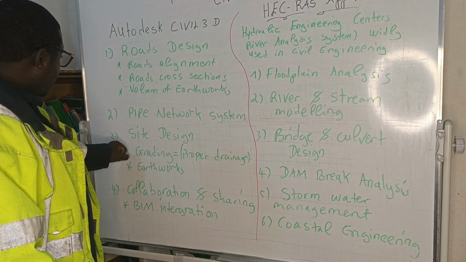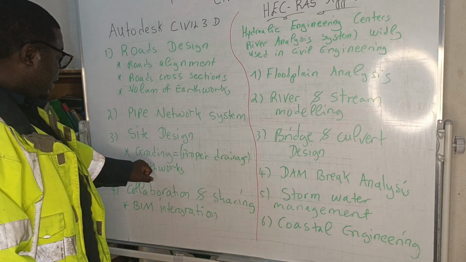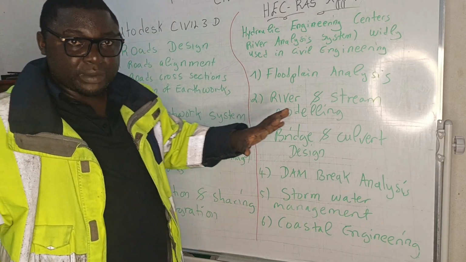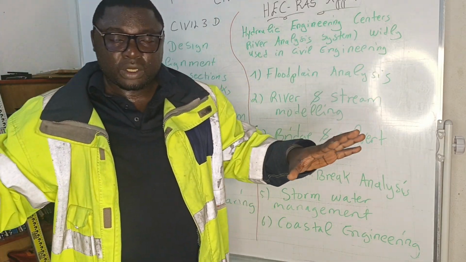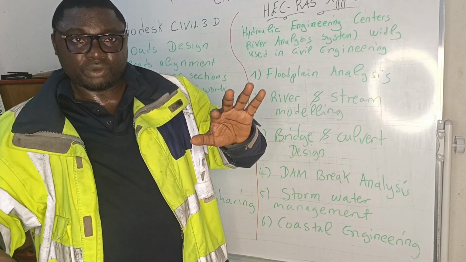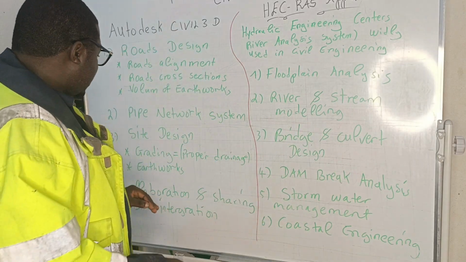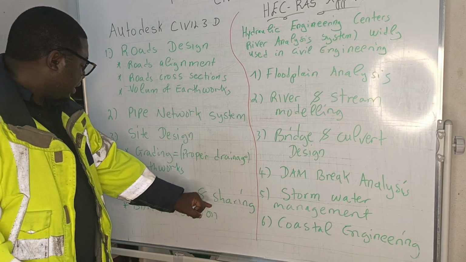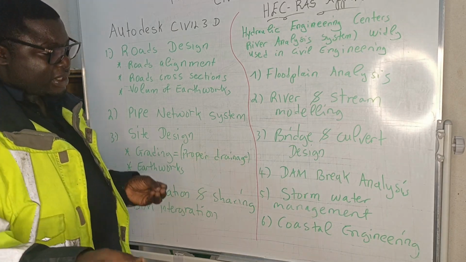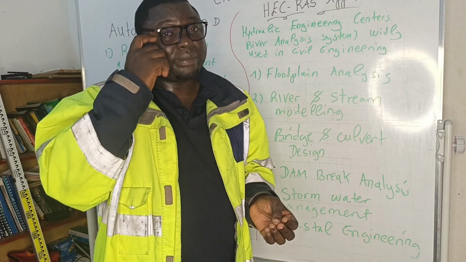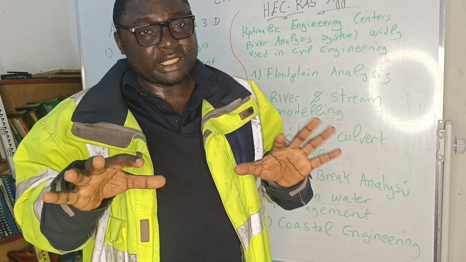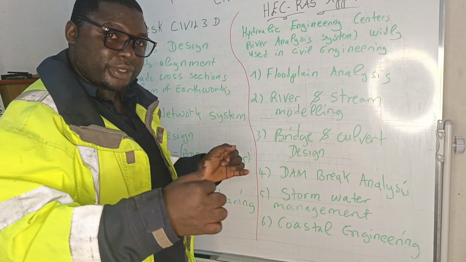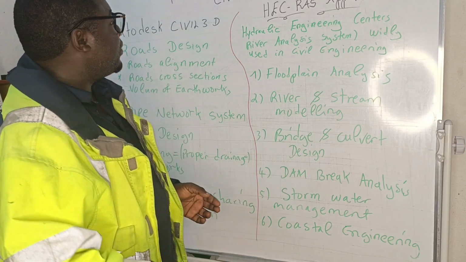Then after that, we are going to move to site design, that is grading and earthworks design in a three-dimensional view. We take contours, grading, all those sorts of things. We're going to see details. Then number four, we are going to go into collaboration and sharing, BIM integration. We are going to see how we can integrate Civil 3D data into BIM. We're not going to go deep into BIM, but we're going to see how we can integrate it, then you can move forward from there.